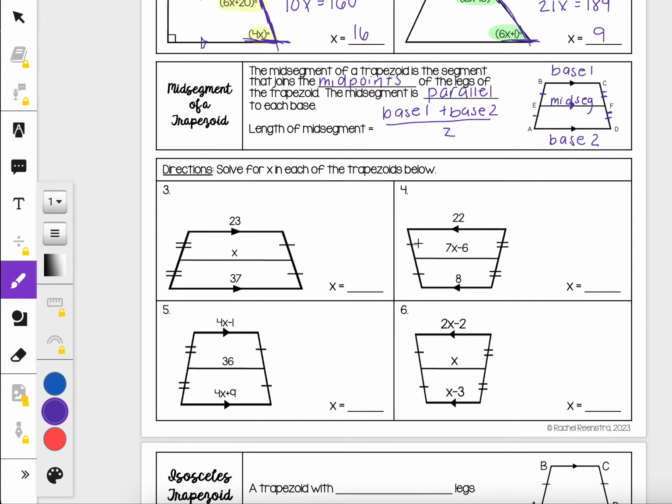So in our next set of examples, it says to solve for x in each of the trapezoids below. So if I look at number 3, I see that this segment labeled x here is a midsegment because this segment is created by 2 midpoints. So if I wanted to solve for x here, that midsegment is going to equal the sum of the 2 bases divided by 2. All right, so if I plug that into my calculator, 23 plus 37 is 60 divided by 2, and x equals 30.